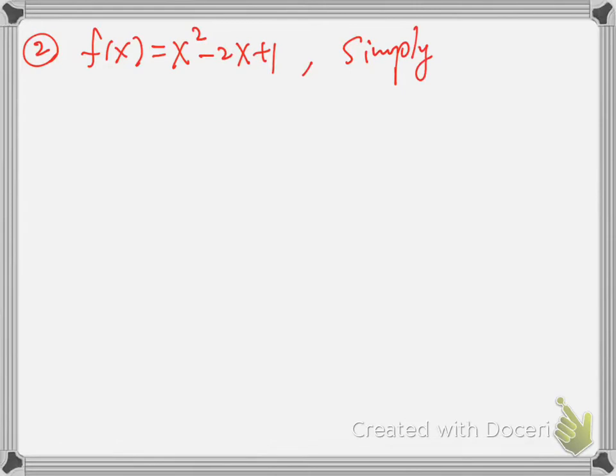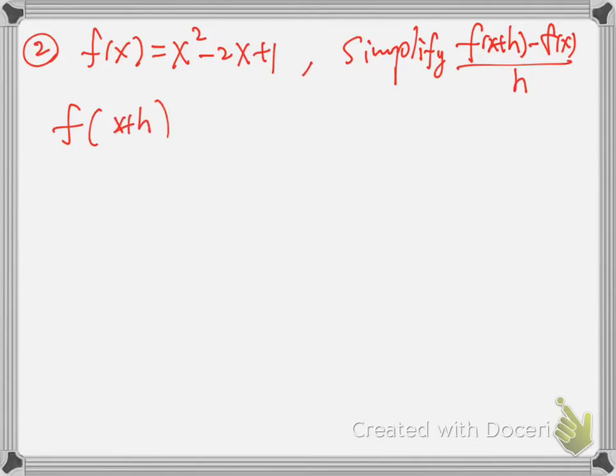Okay, so next example. Suppose f of x is x squared minus 2x plus 1. Also simplify this quotient: f of x plus h minus f of x, divided by h. Again, the problem is f of x plus h.